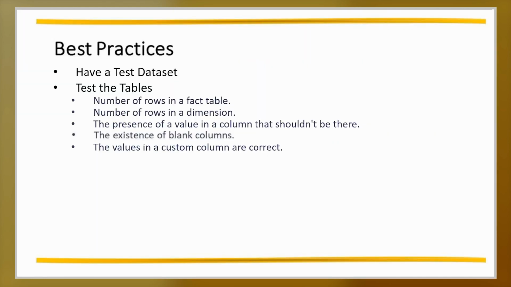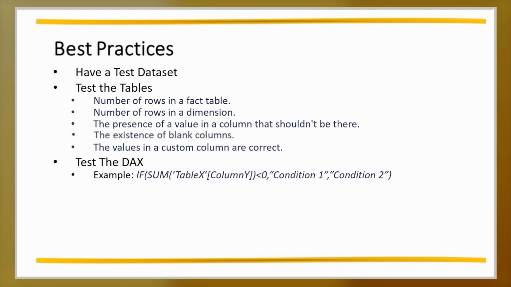The third best practice is test the DAX. If you follow the first best practice, you should be able to test that a DAX measure or calculated column has the appropriate result. For example, let's say you have the DAX measure shown on the screen. This DAX measure takes a summation of column Y in table X, and if it's less than 0, produces condition 1, and if false, produces condition 2.